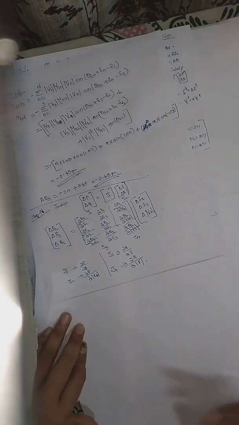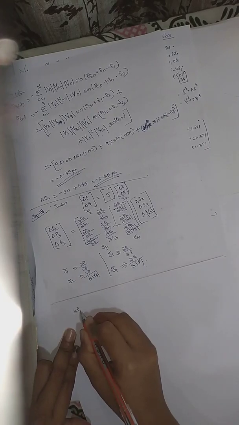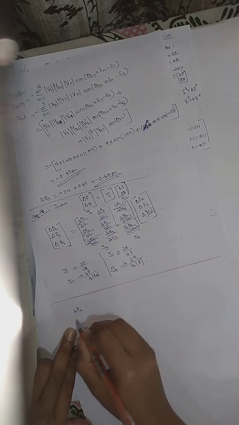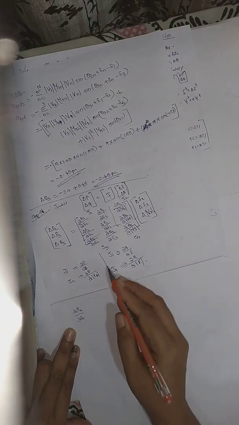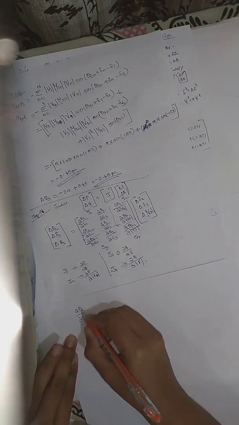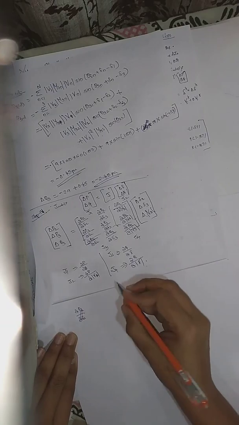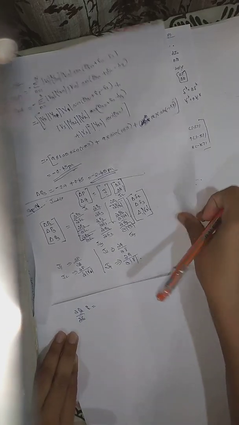For my J1 matrix, I have to find dou P2 by dou delta 2, dou P2 by dou delta 3, dou P3 by dou delta 3, and dou P3 by dou delta 2. Anyway, I need my P2 calculated, isn't it? For my equation, I am writing P2 calculated.